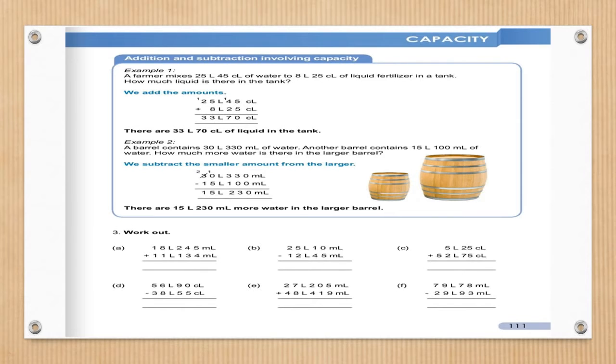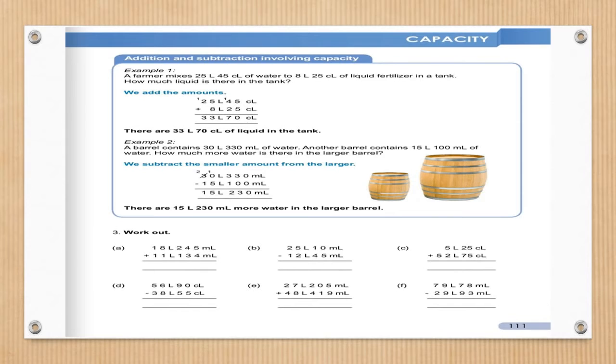Let us see an example of subtraction. A barrel contains 30 liters 330 milliliters of water. Another barrel contains 15 liters 100 milliliters of water. How much more water is there in the larger barrel? So he's asking you about more water in the other barrel.